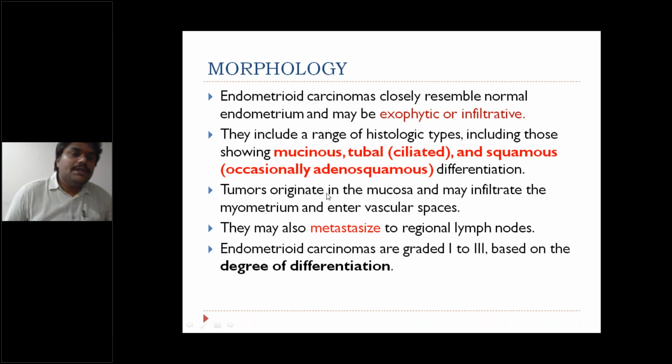Coming to the morphology, endometrial carcinomas closely resemble normal endometrium and may be exophytic or infiltrative. They include a range of histologic types, including those showing mucinous, tubal, and squamous features. Tumors originate in the mucosa and may infiltrate the myometrium and enter vascular spaces. They may also metastasize to regional lymph nodes. Endometrial carcinomas are grade 1 to 3 based on the degree of differentiation. If there is a larger amount of solid area, it will become grade 3. If there is more glandular area, then it is grade 1.